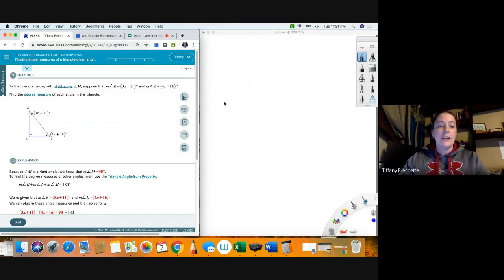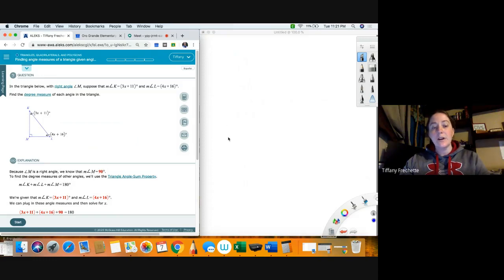So in the right triangle below, with right angle M, suppose that you have the measure of angle K is equal to 3x plus 11, and the measure of angle L is equal to 4x plus 16. Find the degree measure of each angle in the triangle.